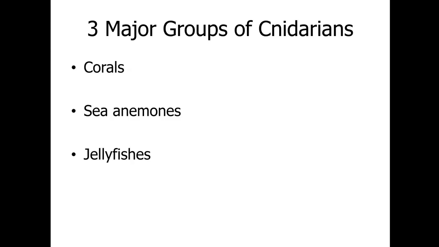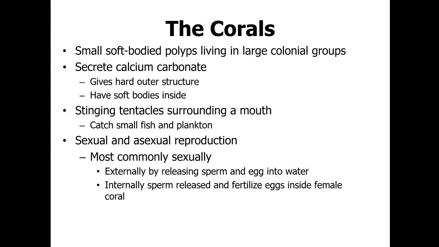We have three major groups of cnidarians. We have the corals, sea anemones, and the jellyfish. So starting out with the corals, they're small, soft-bodied polyps that live in large colonial groups. They secrete calcium carbonate, which builds the outside part of their body, so that gives it that hard outer structure. Inside of that, it actually has a soft body. It has stinging tentacles that surround the mouth, and it helps it catch some small fish and plankton. Reproduction can be done both sexually and asexually.